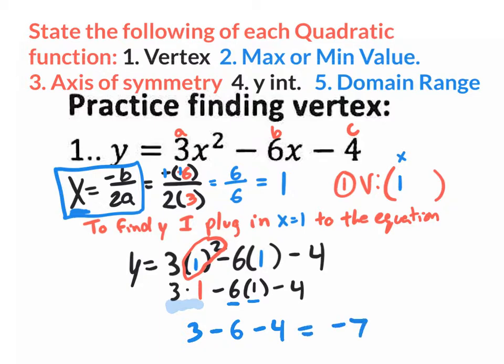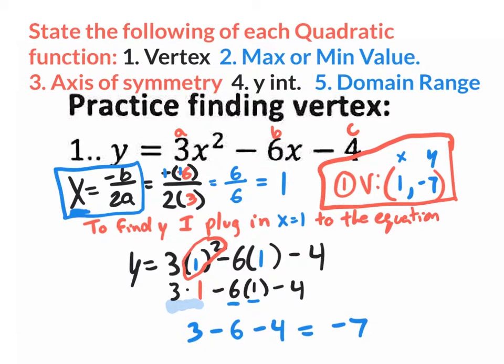What did I just find here? The y value. And that's barely the first thing that they asked for, the vertex. So ladies and gentlemen, we have the answer to number 1. They asked for the vertex. There it is. That's the most important point. 1 comma negative 7. If you were graphing, you would now plot that point and also draw your axis of symmetry. But we're not graphing.